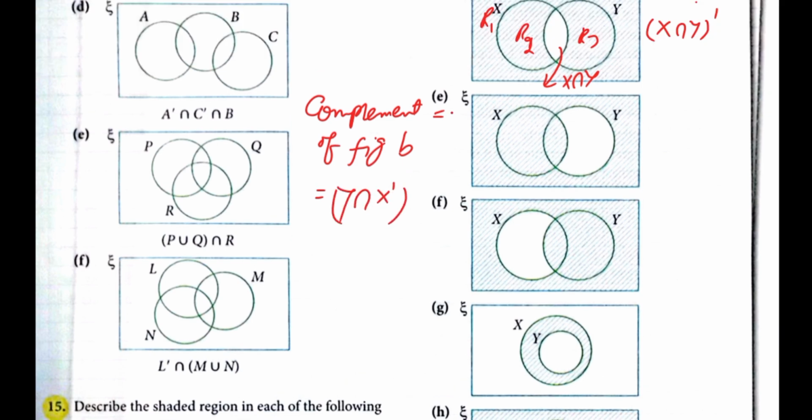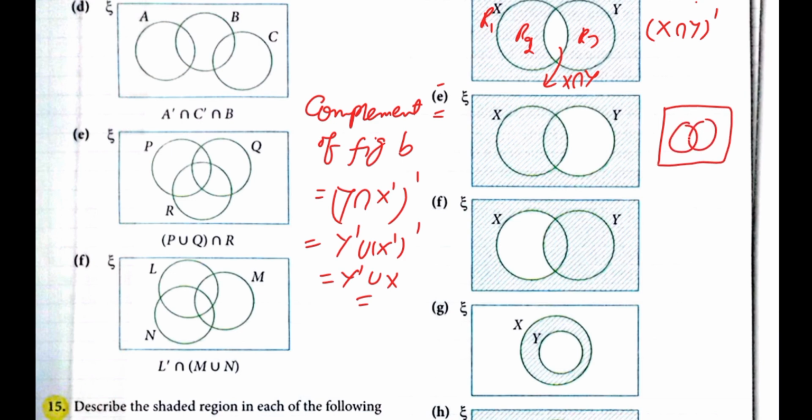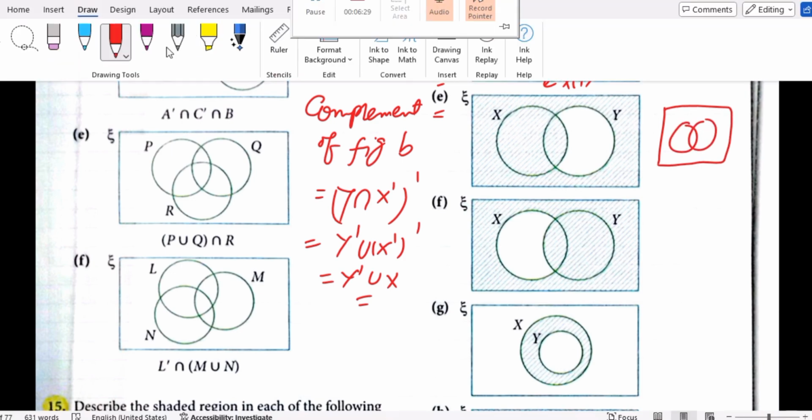So to find the set notation of E, we can take the complement of Y intersection X complement. By using De Morgan's law, you can write it as Y complement union X complement whole complement. This is Y complement union X. You can verify directly this set notation from the figure. If you find Y complement, it is the portion or the area outside the Y.